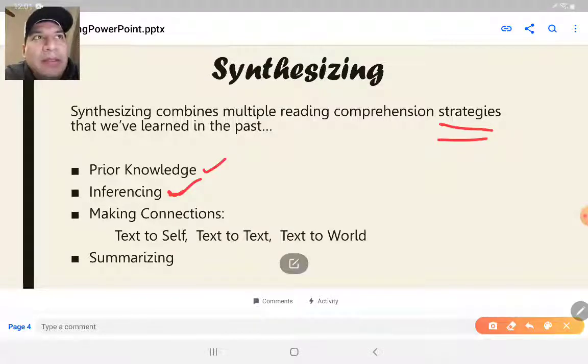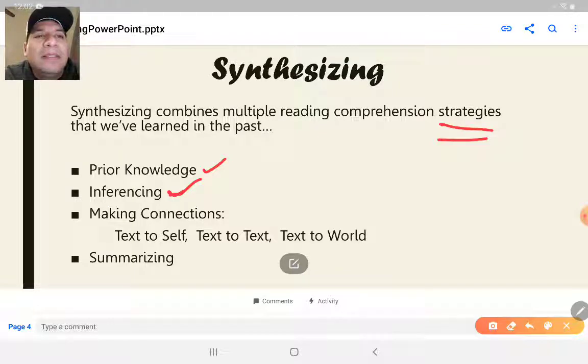Inferencing, remember, is knowing or not knowing what the author exactly is trying to say, but identifying what they are trying to say. Get what I'm saying? Remember, inferencing was like when the author's trying to tell us something, but not using those words exactly. An example of it was, your mom walks into your room and says, well, what a mess in here. Doesn't necessarily tell you to clean up, but they're telling you that there's a mess in there, right?